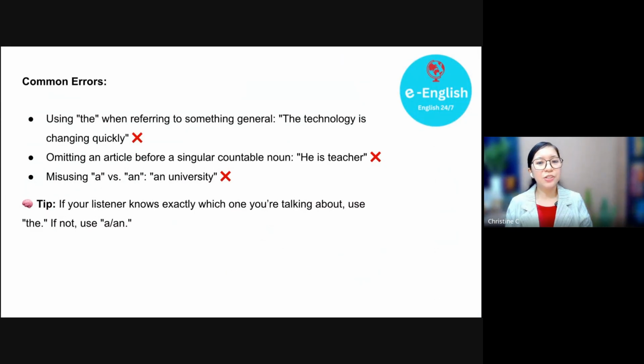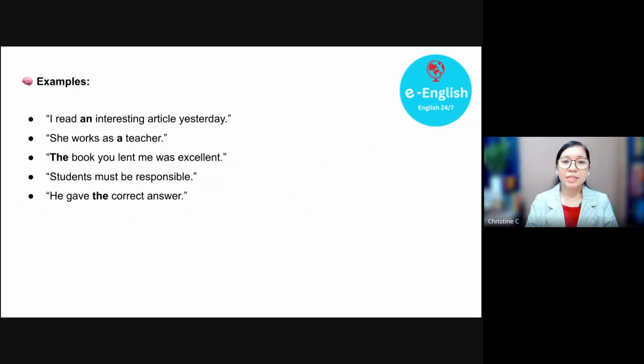Now, if your listener knows exactly which one you're talking about, you're going to use the. In the beginning, you're going to use a or an. I saw a movie last night. What's the title of the movie? It was this movie. Yeah, I've seen that too. What do you think of the movie, or what do you think of that movie? So here are some examples of the correct usage of articles, definite, indefinite, and when we don't need any articles.